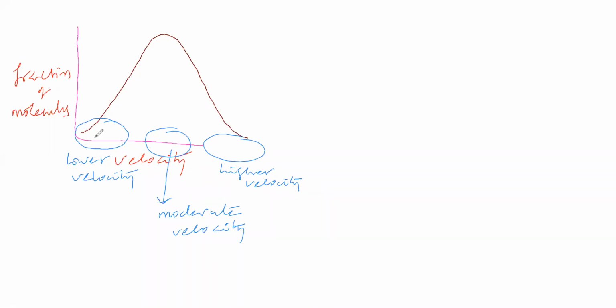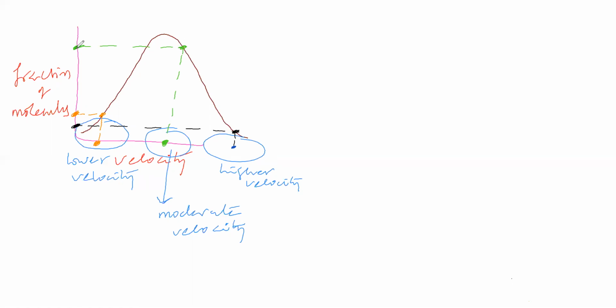Now, on the lower velocity side we will see the fraction of molecules, this much. It is the higher velocity side. On the higher velocity side we will see the fraction of molecules. Next we will see this moderate velocity. On the moderate velocity side we will see the fraction of molecules.